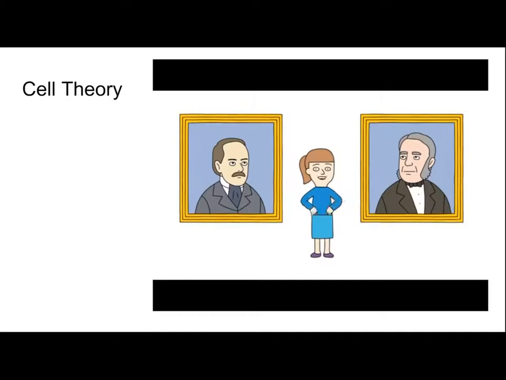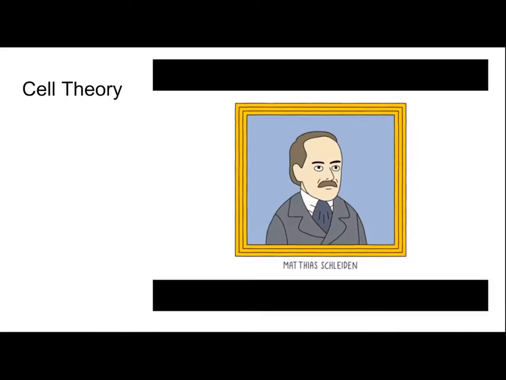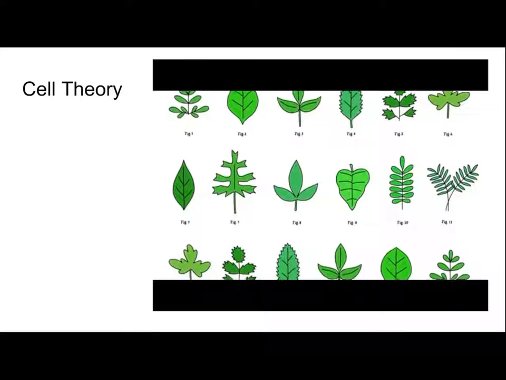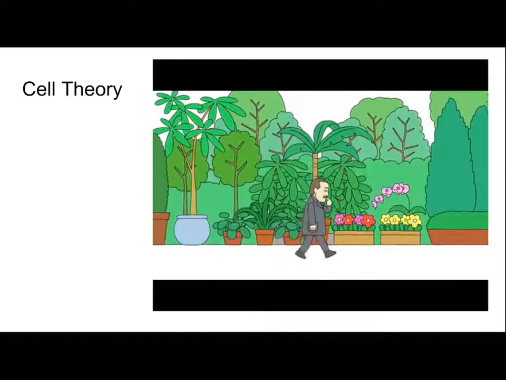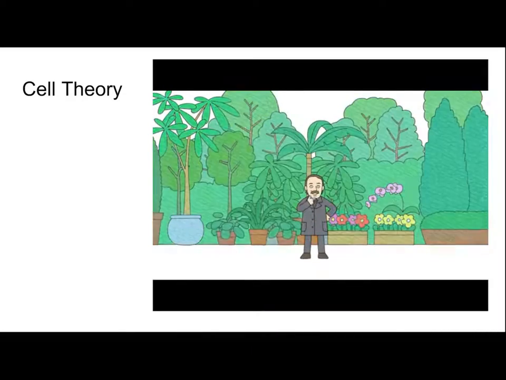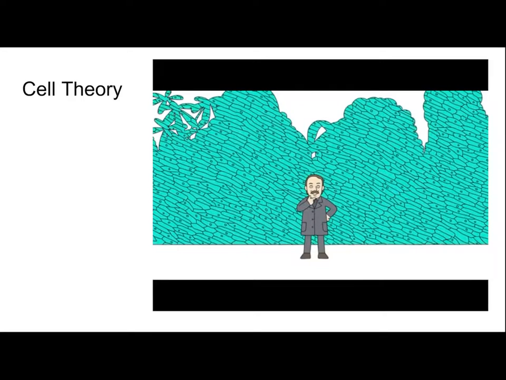Fast forward to the 1800s, where two German scientists discovered something that today we might find rather obvious, but helped tie together what we now know as the cell theory. The first scientist was Matthias Schleiden, a botanist who liked to study plants under a microscope. From his years of studying different plant species, it finally dawned on him that every single plant he had looked at was made of cells.